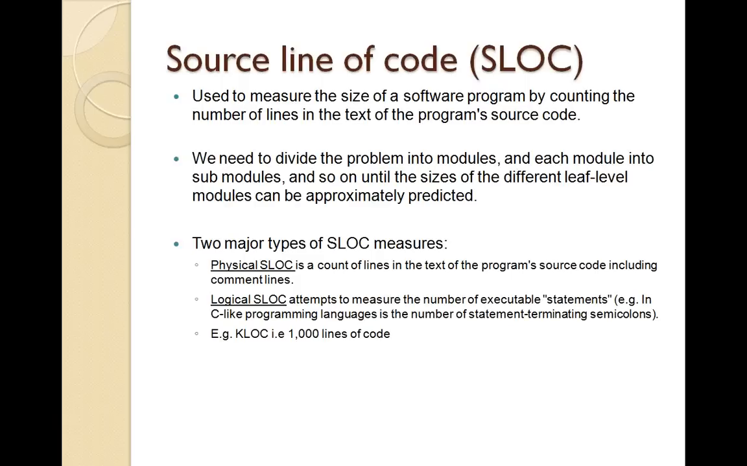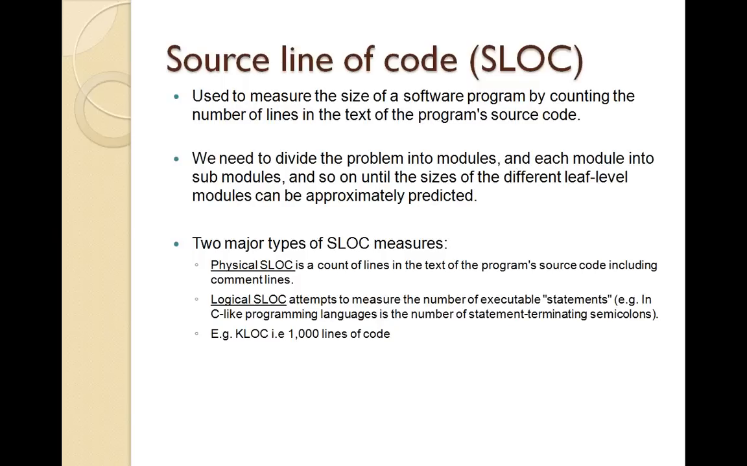One is physical line of code, where we count each and every line of the source code. Or it can be a logical line of code, wherein we identify the executable statements. That is, we do not factor in the comments, or the blank lines and things like that. So KLOC is one of the very common methods that has been used historically for estimating software project duration or software project estimates.